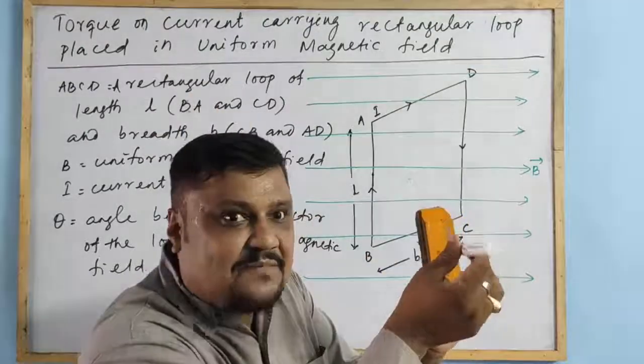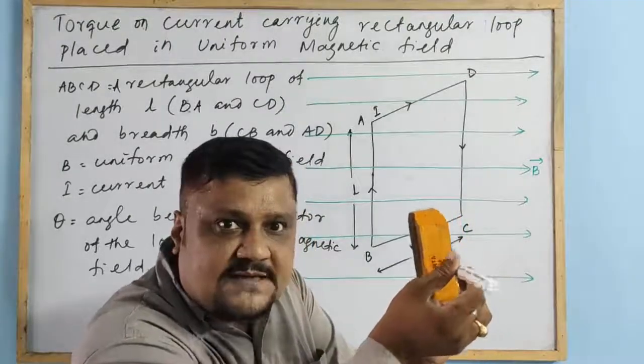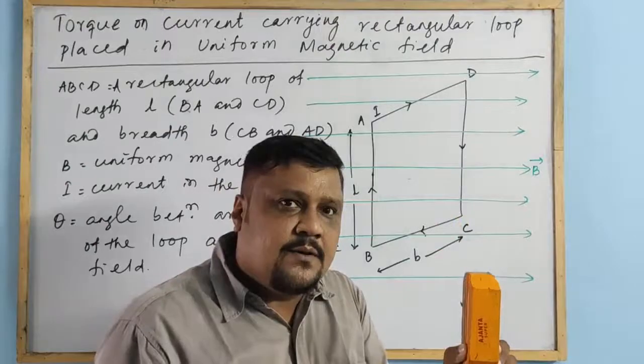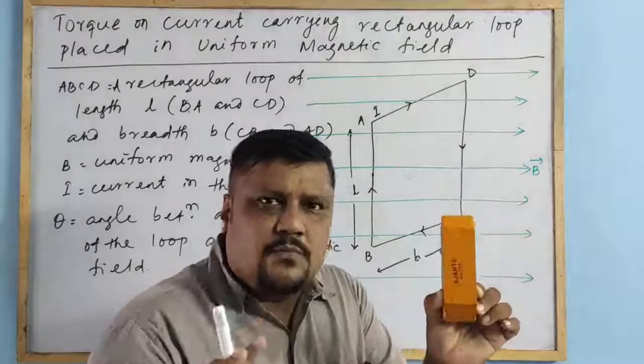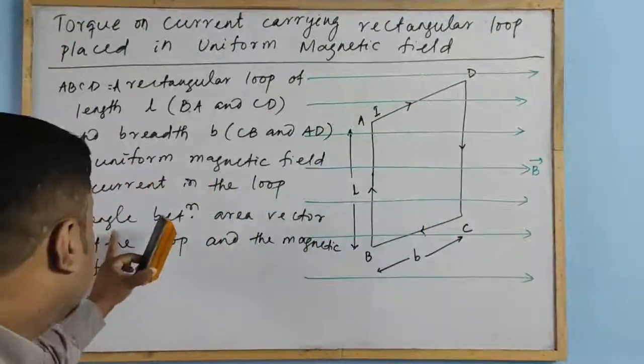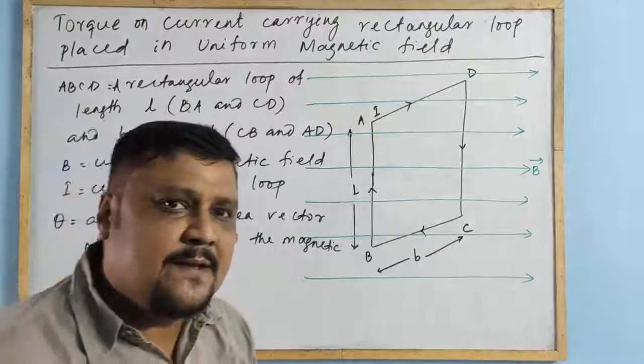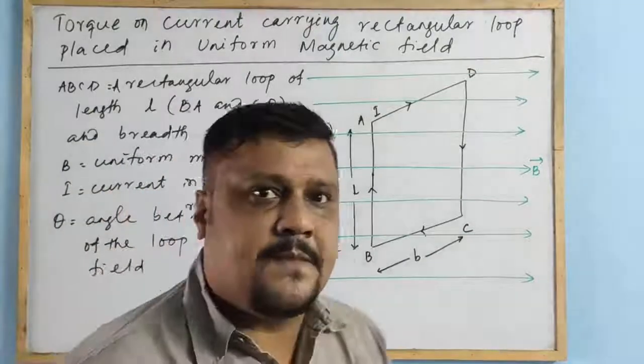Normal to the plane of the loop. This is the area vector. Not the plane of the loop. I am asking about the area of the loop. So theta is the angle between the area vector of the loop and the magnetic field. Remember this, very, very important.